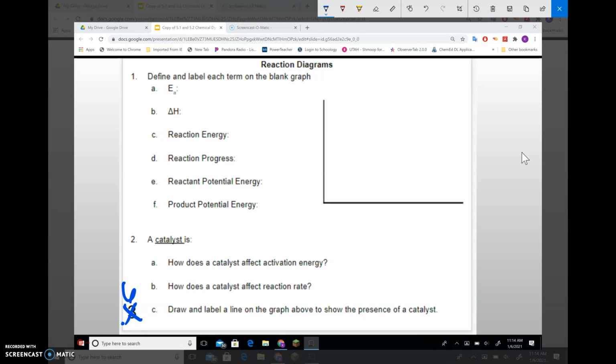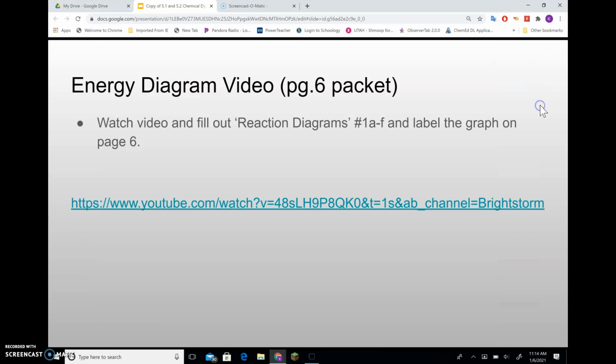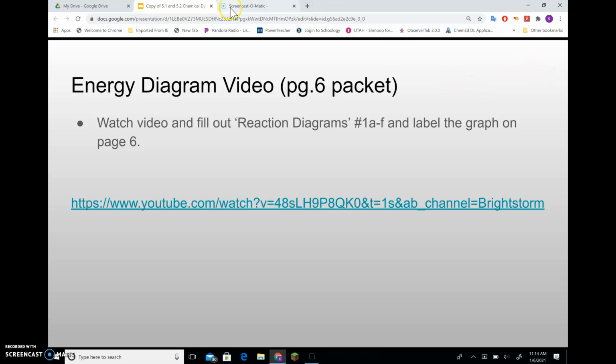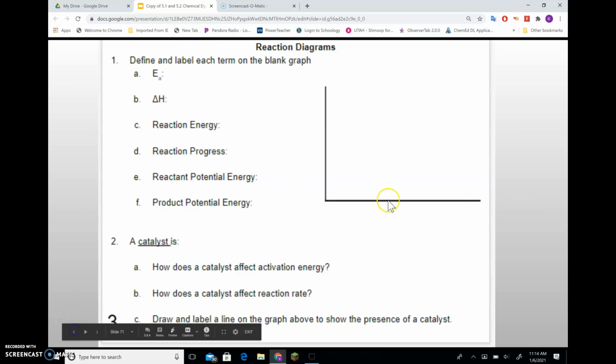On the next slide, you're going to click on the link right here and watch this video. As you watch, you're going to fill out number 1, A through F, as well as number 2, and you're also going to label the graph on page 6. When you come back, I'm just going to add a few things for us to discuss on this paper.